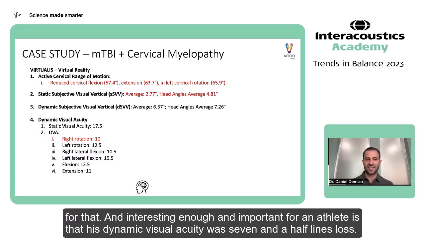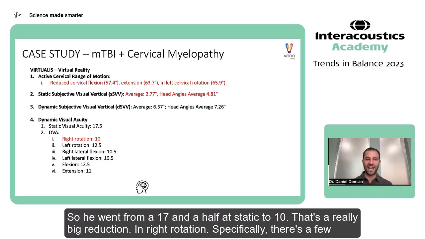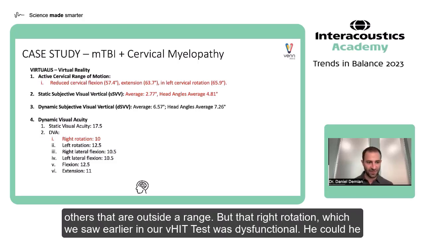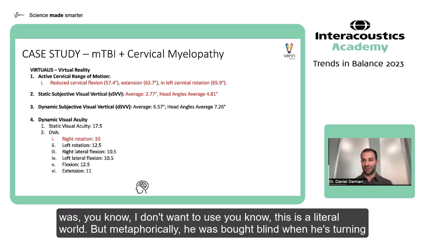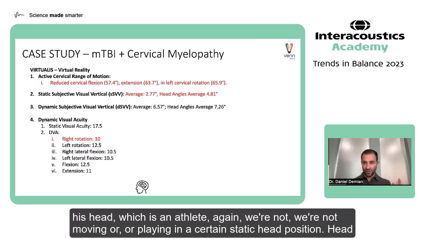And interesting enough and important for an athlete is that his dynamic visual acuity was 7.5 lines lost. So he went from a 17.5 at static to 10, and that's a really big reduction in right rotation specifically. There's a few others that are outside of range, but that right rotation, which we saw earlier in our VHIT test, was dysfunctional. I don't want to use this in a literal sense, but metaphorically, he was blind when he's turning his head, which as an athlete, again, we're not playing in a certain static head position. Head movement matters, right?